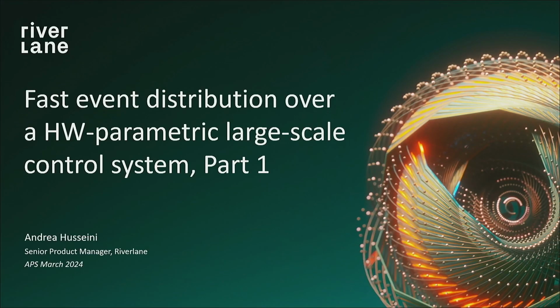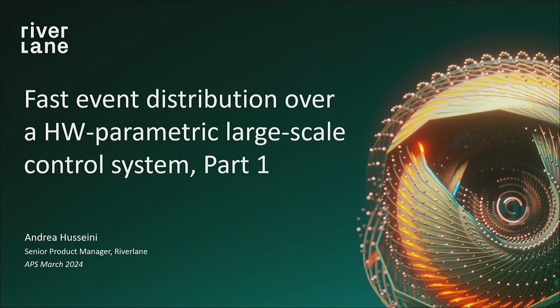Hi, everyone. My name is Andrea Husseini. I'm from Riverlane, which is a quantum error correction company based in Cambridge, United Kingdom. And today I'm here to give a two-part talk. Part one will be about the motivations behind a fast event distribution over a hardware parametric large-scale control system. And the second part will be given by my colleague Jan, where we'll dive a bit deeper into the implementation details and technical challenges that come with building such a system.